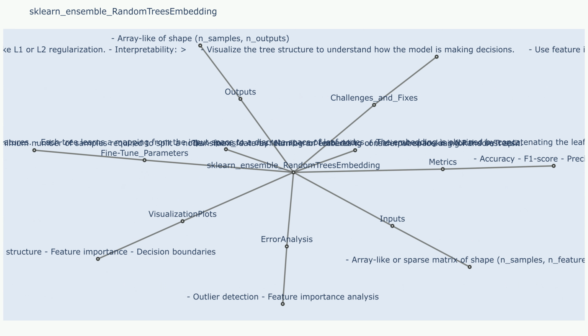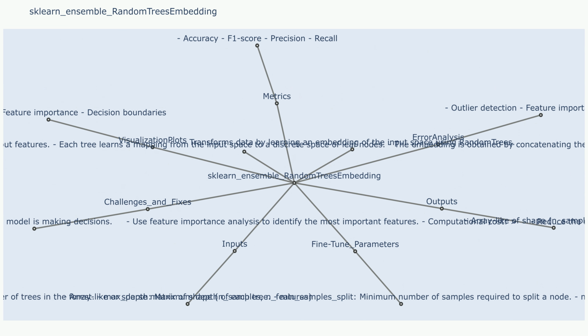Steps. Step 1. Explain in detail the random trees embedding algorithm. It first constructs an ensemble of decision trees. Each tree is trained on a random subset of the features and samples. Step 2. Explain in detail for each data point in the input data.